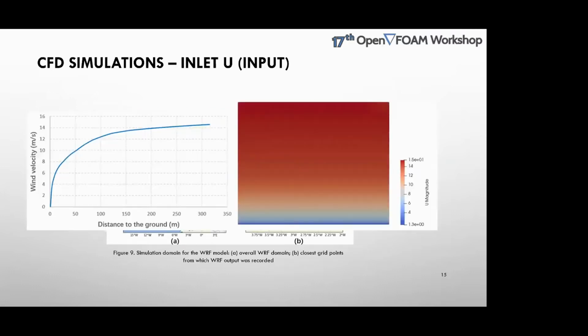Here is how it looks. On the left-hand side, you can see the wind profile for my case A. On the right-hand side is how it looks in the CFD model, the face of the inlet and how the velocity changes here. The turbulence kinetic energy and the turbulence dissipation rate will also be calculated based on this.